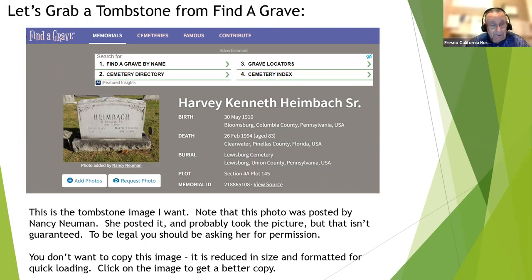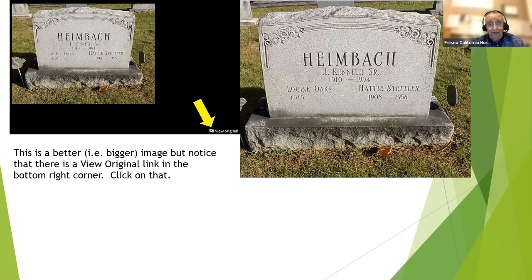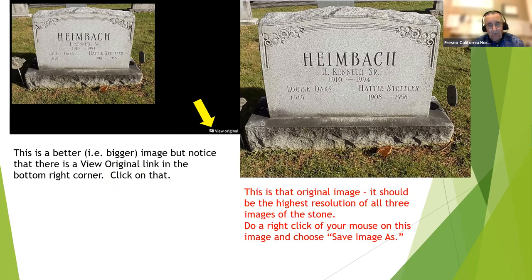I would not copy this image. I could do a right click on it and say copy image, but this is going to be the dumbed down image. It's going to be the least clear image that there is of this. I know that if I click on that image, it's going to give me a better view. So I click on it and I get a better view. But I also notice down here there's a thing that says view original. And I'll get an even better image if I view the original. So there's my original image, and that's the one I want.